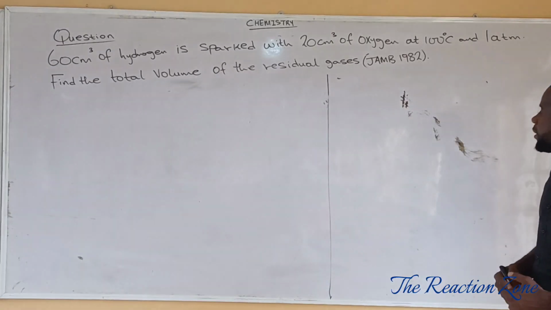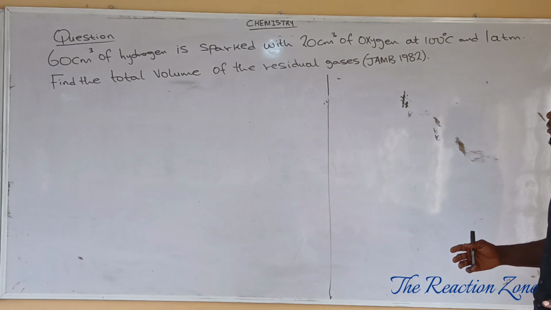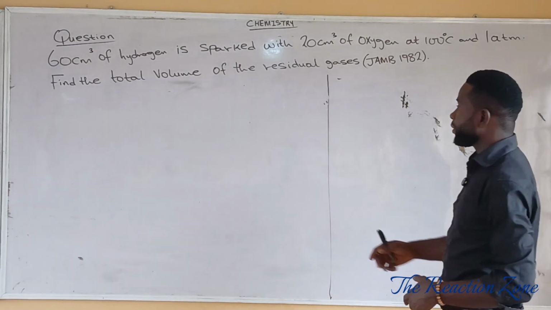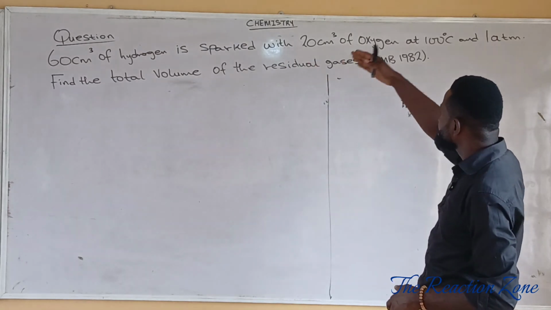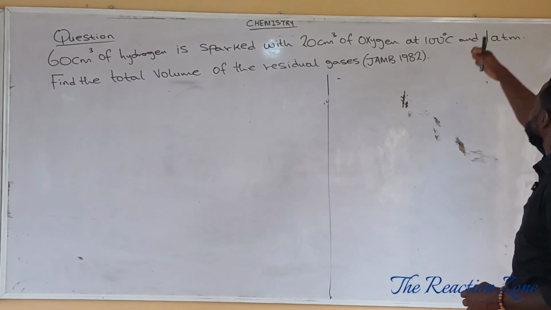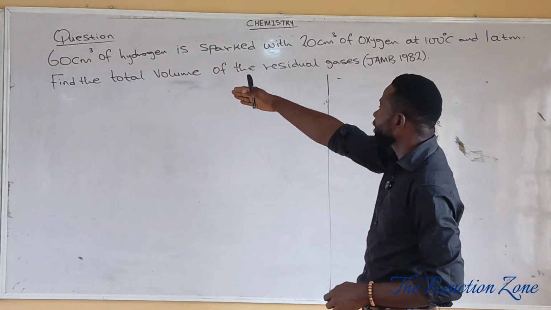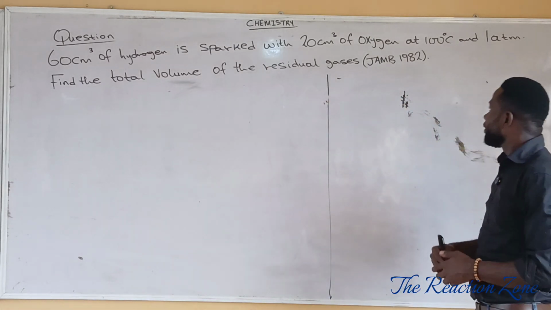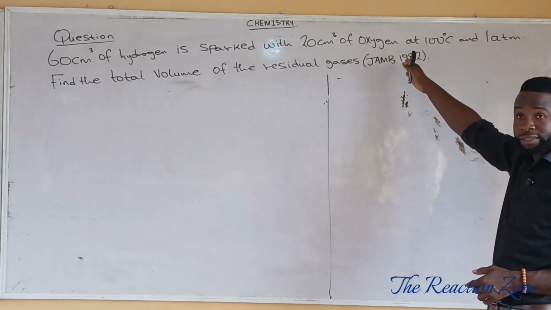Today we are going to attempt to solve this question on the board using Gay-Lussac's law. The question is as follows. 60 cm³ of hydrogen is packed with 20 cm³ of oxygen at 100 degrees Celsius and 1 atmospheric pressure. Find the total volume of the residual gases. This question is a previous question from JAM in the year 1982.